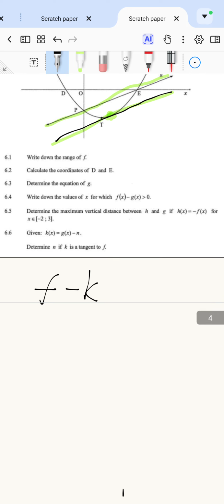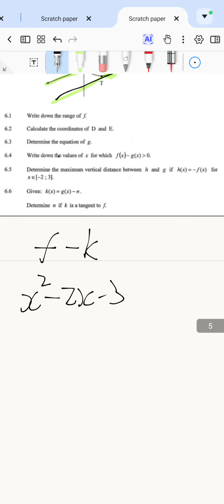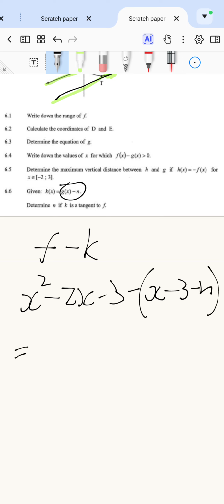So f was x squared minus 2x minus 3. That was given to us in the question. And then minus k. What is k? K is g, and we found out g earlier was x minus 3, and that is g minus n. So let's add a minus n over there. Let's write this down quickly. This is x squared minus 2x minus 3.